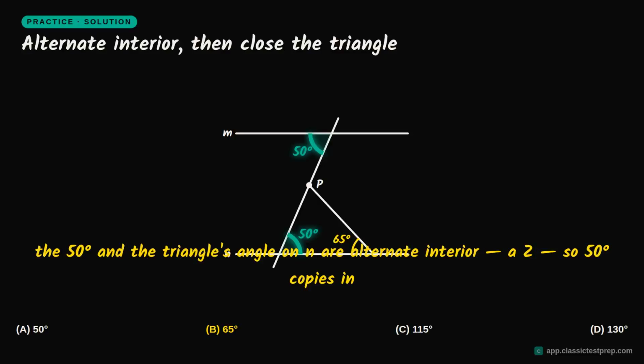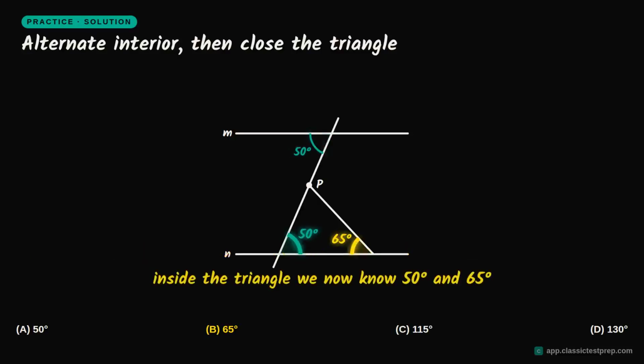Step one is to use the parallel lines. The 50-degree angle up at line M and the angle inside the triangle down at line N are alternate interior angles, that Z shape between the two parallel lines. So this means they are equal, so that 50 degrees copies straight down into the triangle. Now, inside the triangle, we know two angles. One is 50 and the other one is the given 65 degrees.